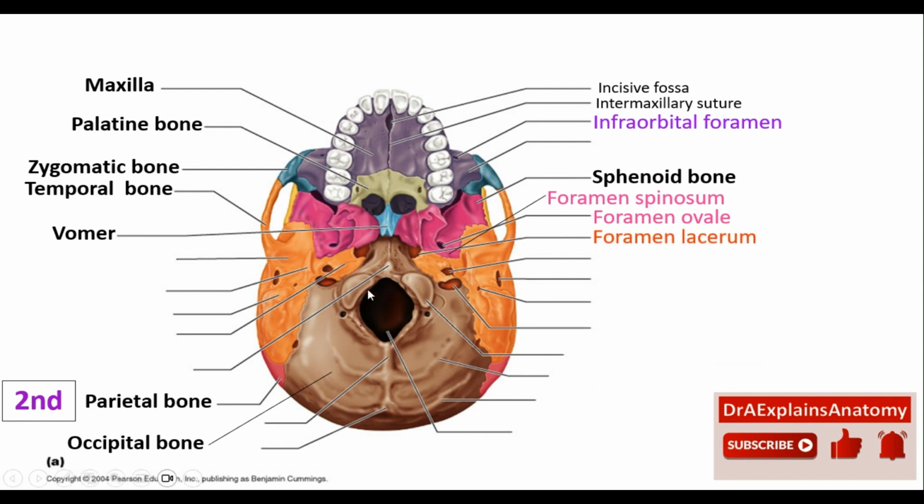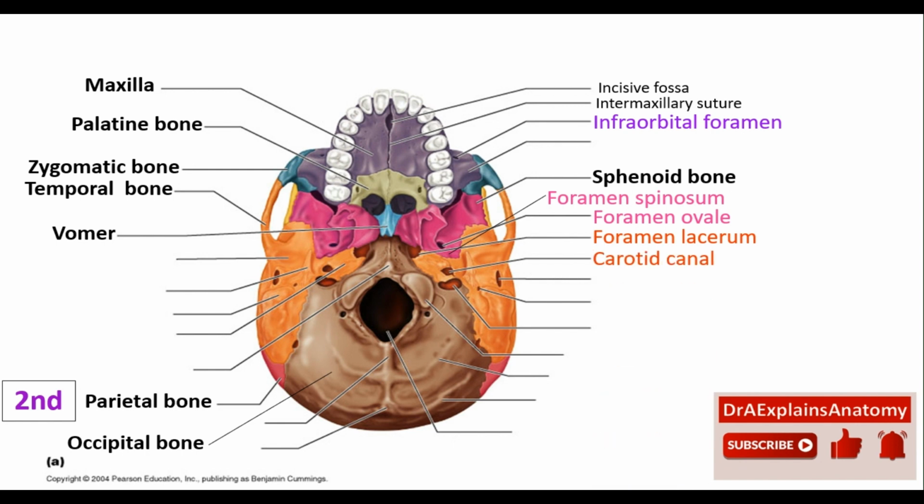Whereas the foramen lacerum, which is this opening, is formed by three bones: the sphenoid bone in pink, the occipital bone in brown, and the temporal bone in orange. So that is the foramen lacerum.